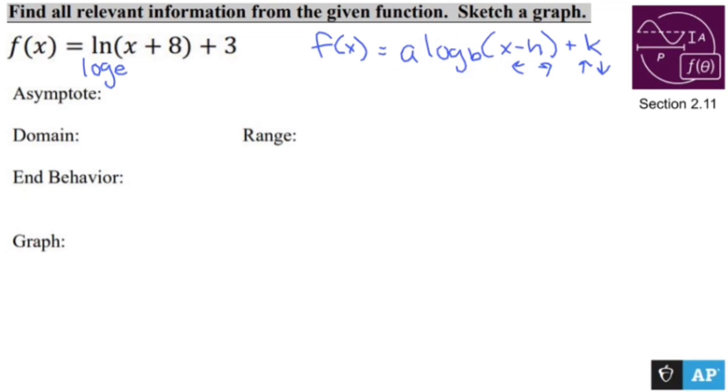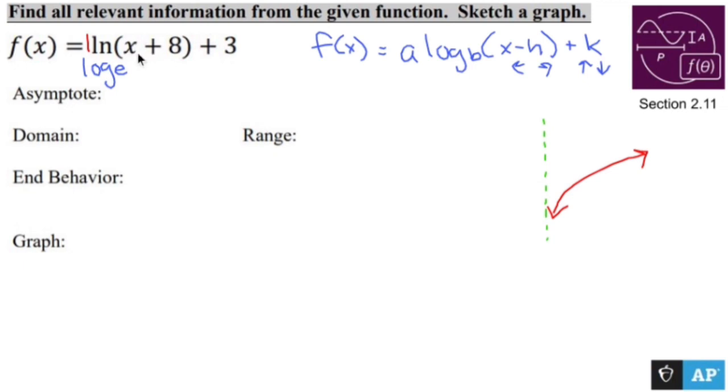Now, this is very important. I care about if A is positive, and it is. It's an invisible 1. And when that happens, you get a graph that looks something like this. Now, a couple things are happening here before I can really answer these questions. One thing I have is a vertical asymptote. Vertical asymptotes exist at places where you're not allowed to plug in specific numbers. I'm not allowed to plug in anything that would make this parentheses negative or 0.